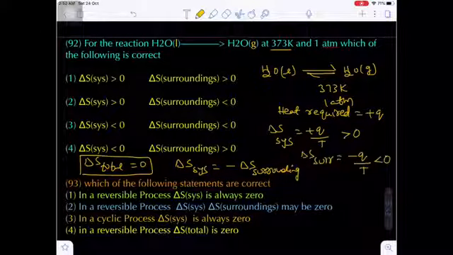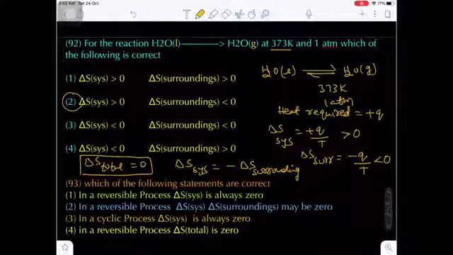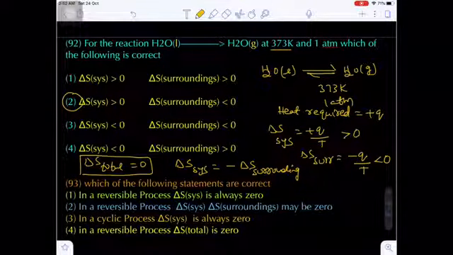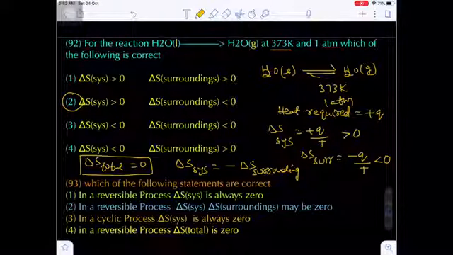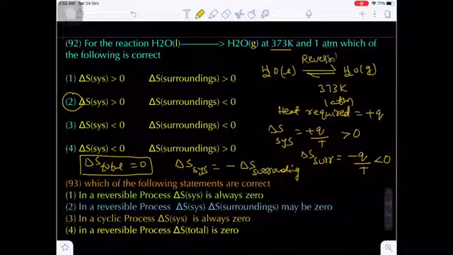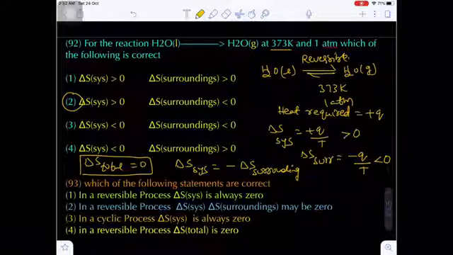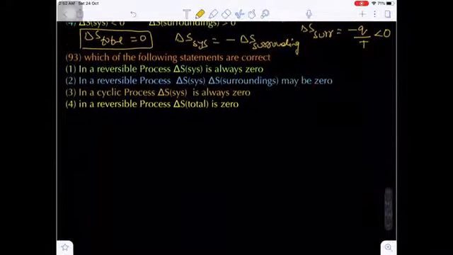That means less than 0. So system delta S greater than 0 and surrounding delta S will be less than 0. But the overall delta S total should be equal to 0. Why? Because it is a reversible process. Which process? Reversible process. Are you getting my point? So this is the second option.